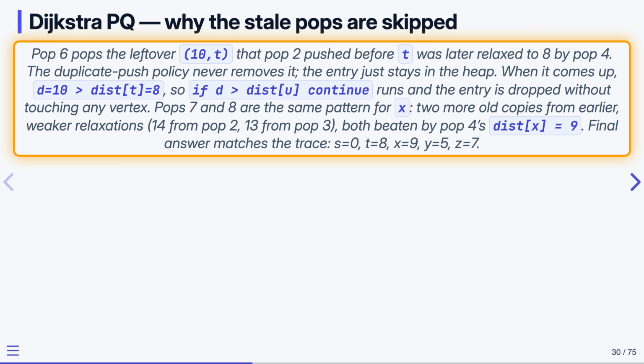Pops 7 and 8 are the same pattern for X. 2 old copies from earlier, weaker relaxations, 14 from Pop 2 and 13 from Pop 3, both beaten by Pop 4's dist at X of 9. And the final answer matches the trace exactly. S0, T8, X9, Y5, Z7.